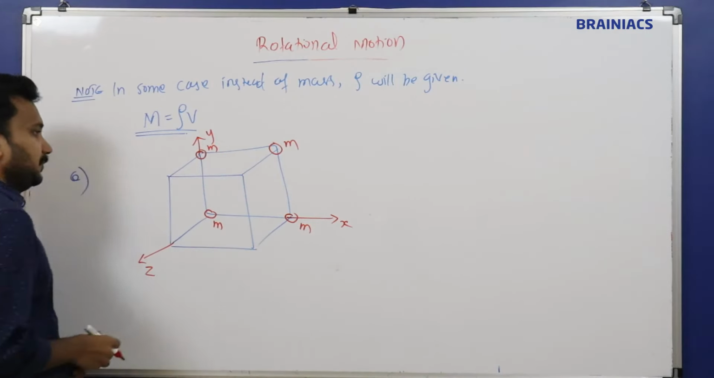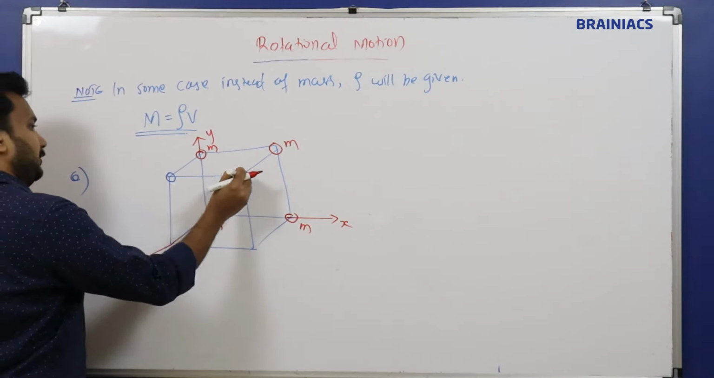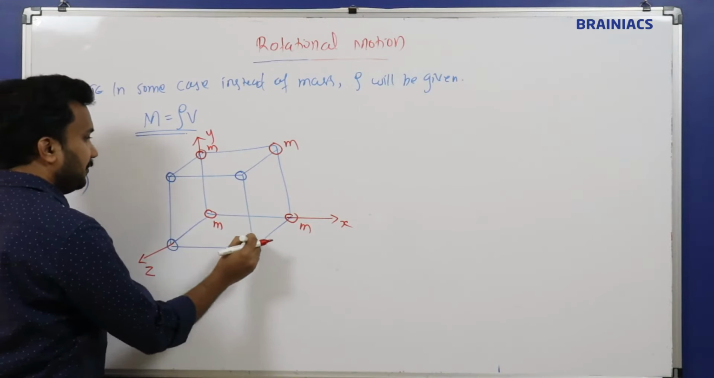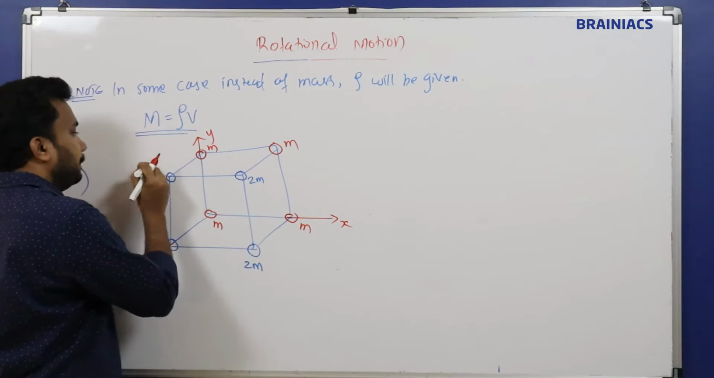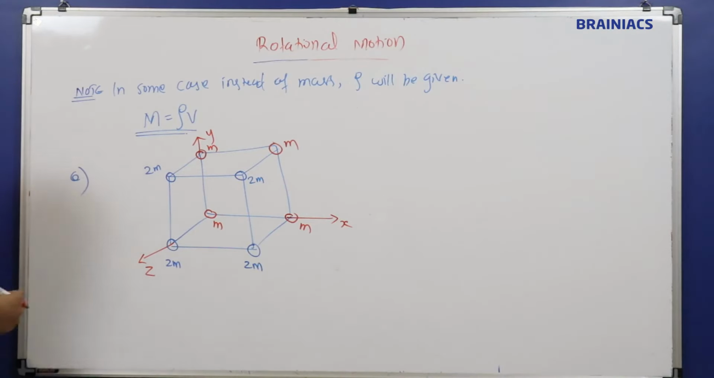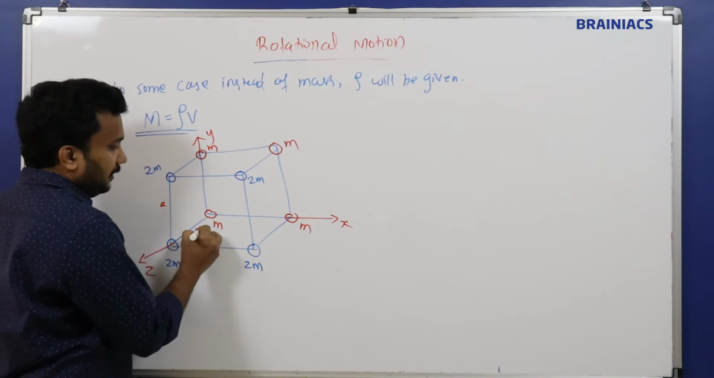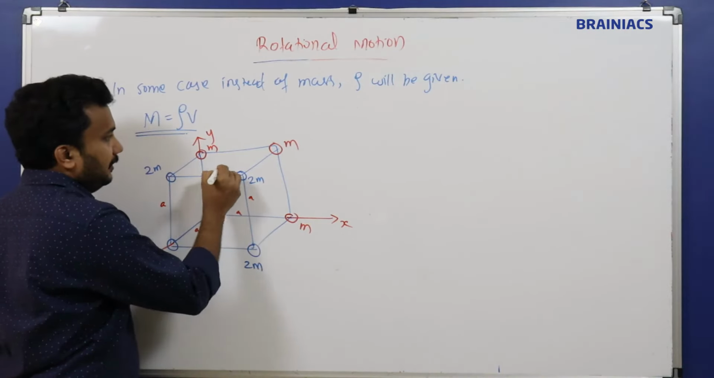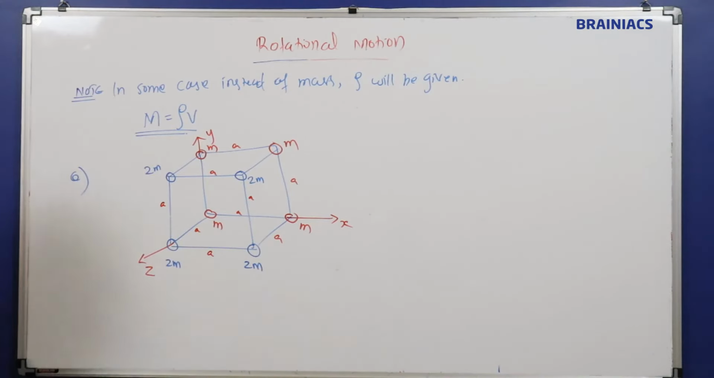On the front side of the cube, there are four masses, each of mass 2M. So these many masses will be given, and you have to find the center of mass of the system. All of them have the equal distance A, so everywhere the distance will be the same. So what do you want to do?